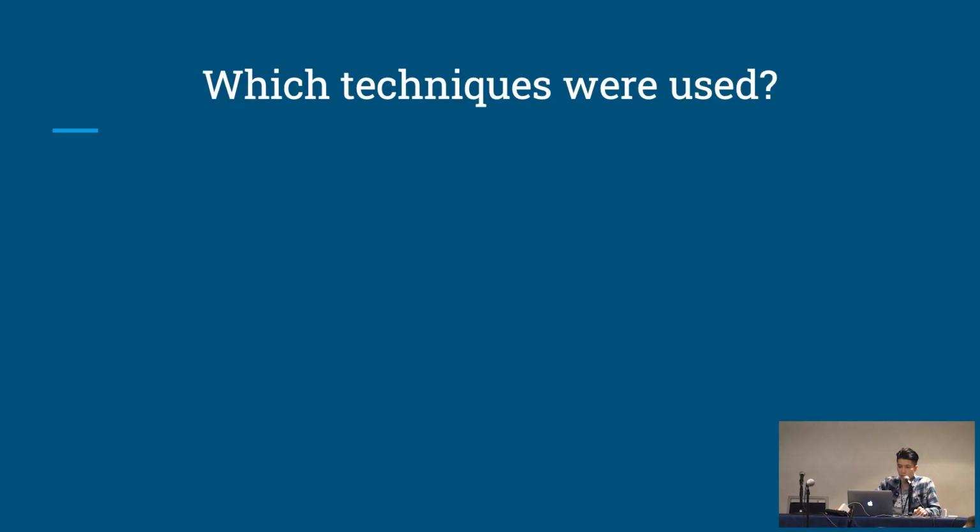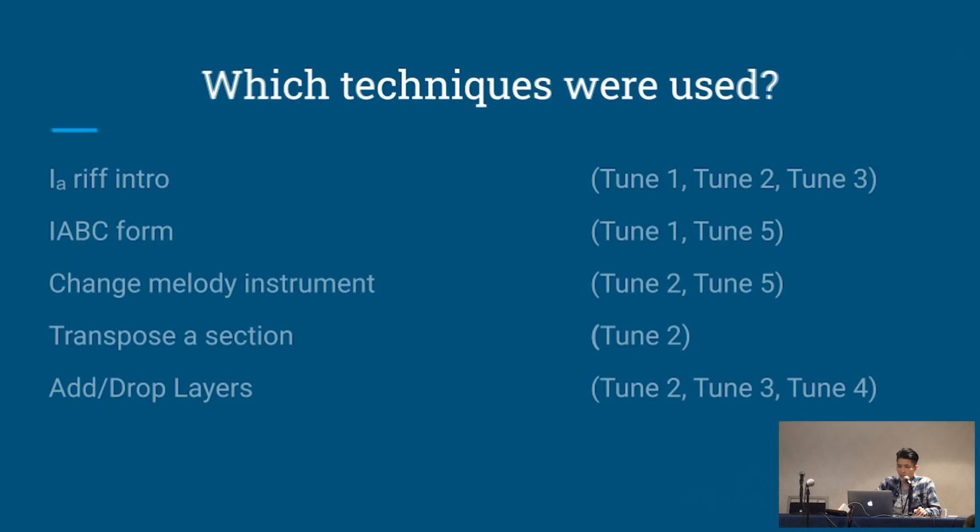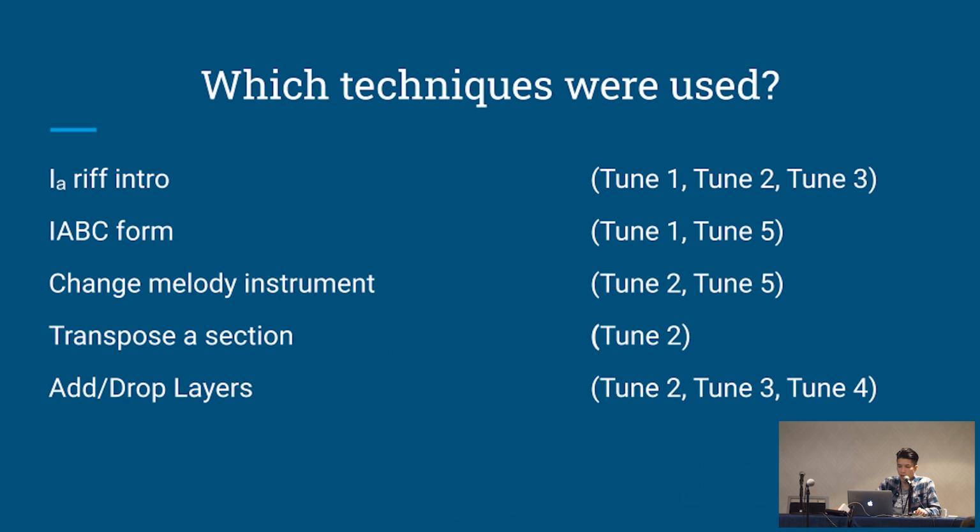What were some techniques that were used? I think I said them already, but here are the techniques that were used that we saw in the analysis, the tunes that we looked at. An IA riff intro, IABC, changing melody instrument, transposing a section, and adding and dropping layers.